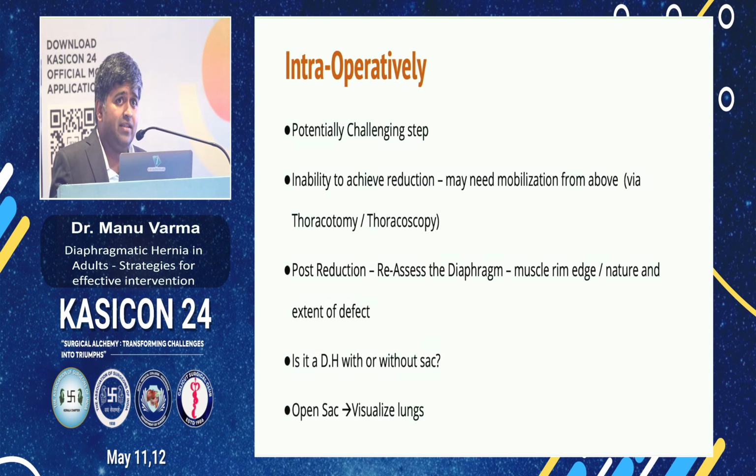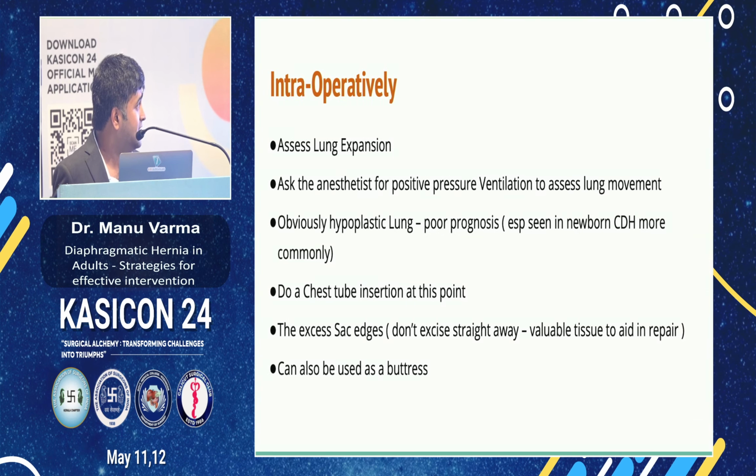And when there is a difficulty, we might have to combine a thoracotomy or a thoracoscopy to aid in this reduction. Now, post-reduction, assess the diaphragm, the muscle, and the nature and extent of the defect, and whether it is a diaphragmatic hernia plain, or is it with a sac? Now, we have to open the sac to visualize the lungs.